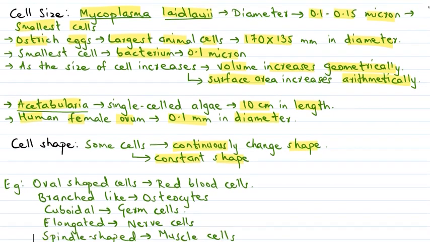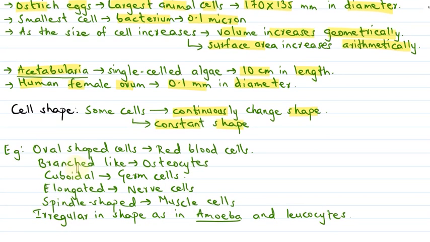We have seen various examples of different cell shapes here. Red blood cells are oval shaped. Branch-like cells are osteocytes, cuboidal cells are germ cells, nerve cells are elongated, and muscle cells have a spindle shape. Some cells have an irregular shape, such as amoeba, and the leukocytes also have an irregular shape. These are examples of various cell shapes in the living world.